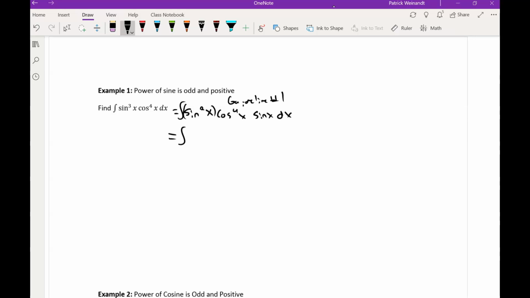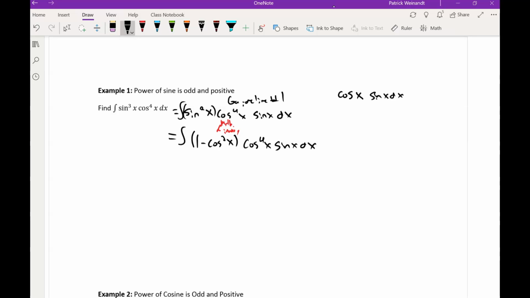The sine squared, we want to get that in terms of cosine, so use a Pythagorean identity. That's the same as 1 minus cosine squared of x. Okay, what I just did there, that's just a Pythagorean identity. And we're multiplying that still by cosine to the 4th of x sine of x dx. Our end goal when we see something like this is to get it in the form where we have cosine of x to some power times sine of x dx.